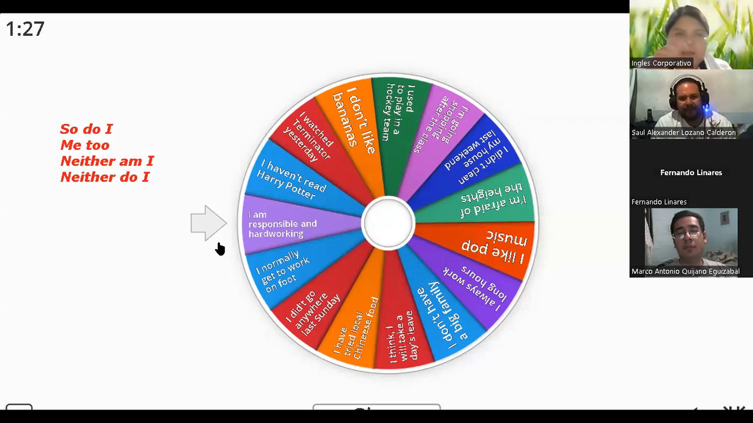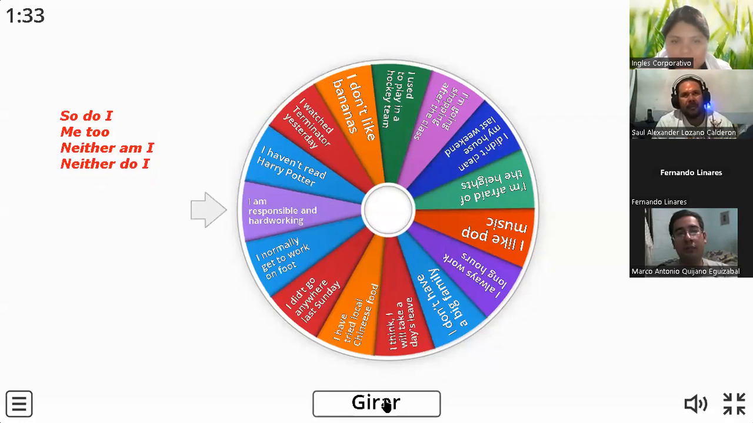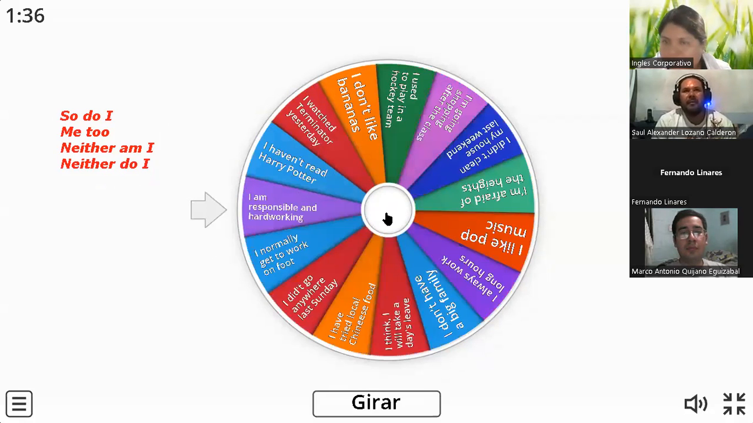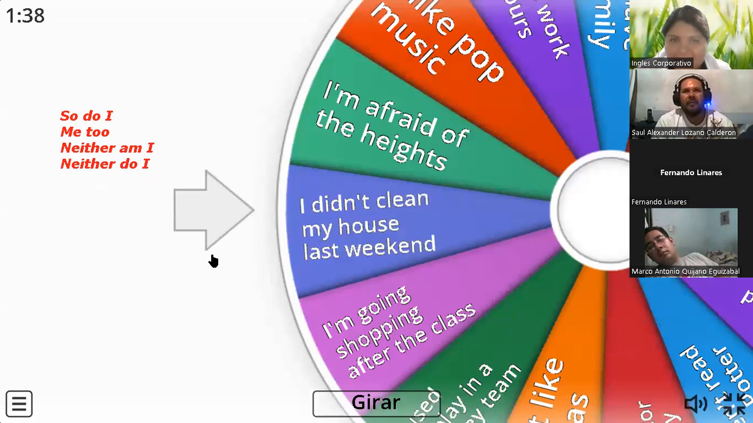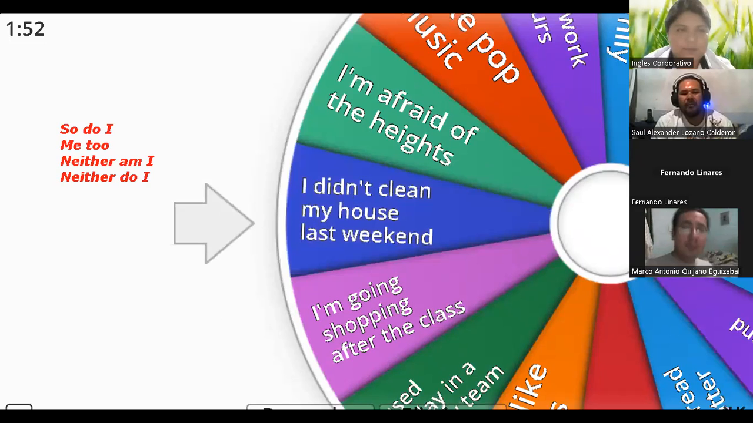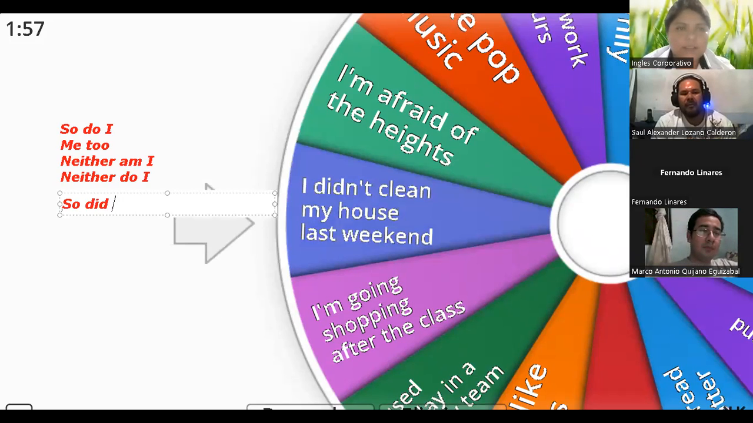Let's see. I'm going to spin the wheel and then you have to give me an answer, okay? Hope you don't get so dizzy. Okay, let's see. I didn't clean my house last weekend. Try to use one of the responses. How will you respond to that? For example, so did I? Or neither did I.